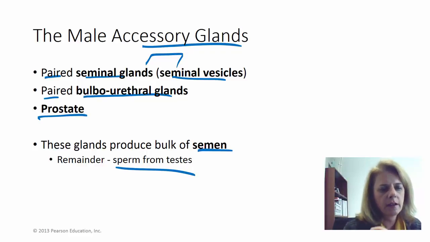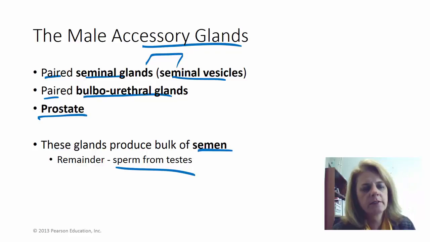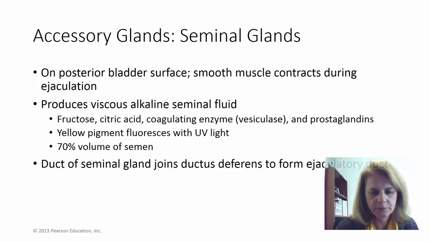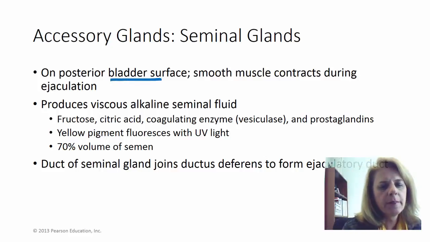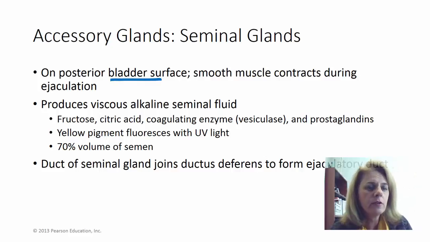Now notice the spelling. A lot of people will say prostrate. That's when you're lying face down on the ground. So it's prostate, with only 1 R. The seminal vesicles, or seminal glands, are on the back side of the bladder. They have smooth muscle that will contract during ejaculation, and therefore the fluid made by these glandular secretions will be ejected during ejaculation.